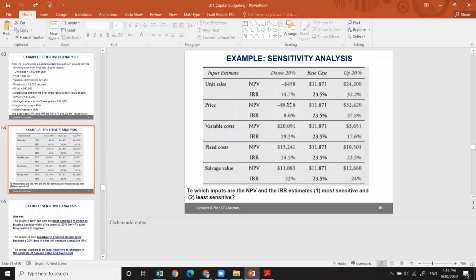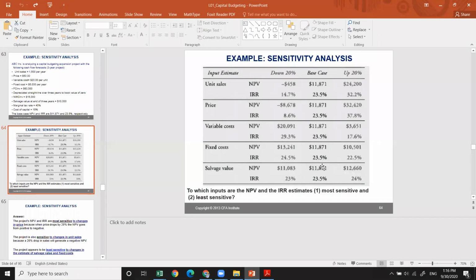The project appears to be least sensitive to changes in the estimate of the salvage value. As you can see, there isn't much change in the salvage value. So if you want to improve your NPV, improve your project, you should not bother with the salvage value. Forget about the salvage, because treating the salvage value will not bring a positive NPV.